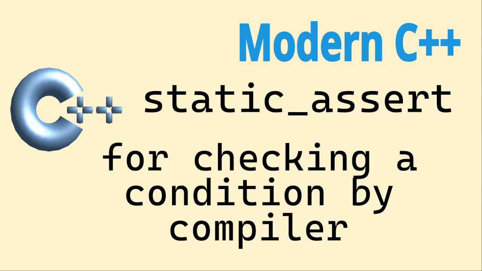Static assert is for making sure that a condition is satisfied during compilation. If the compiler finds that the specified condition does not satisfy, then it will raise an error. Compilation will not be successful.